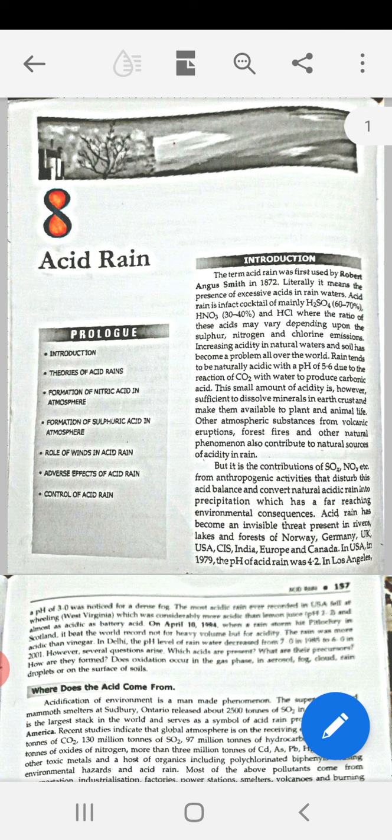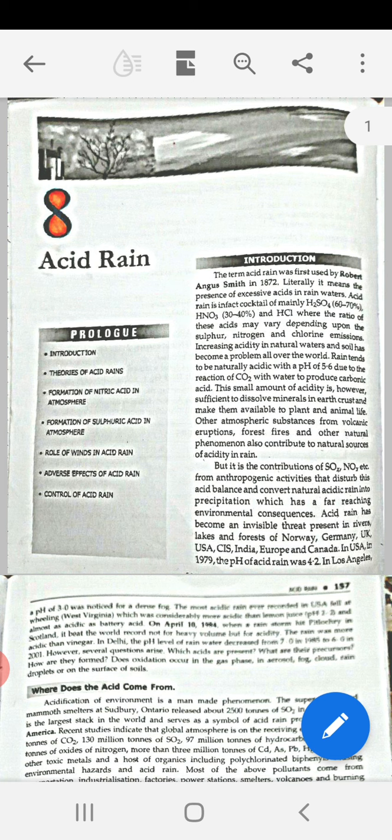However, several questions arise. Which acids are present? What are their precursors? How are they formed? Does oxidation occur in gas phase, in aerosol, fog, cloud, rain droplets, or on the surface of the soils? Now we will study where the acid comes from.